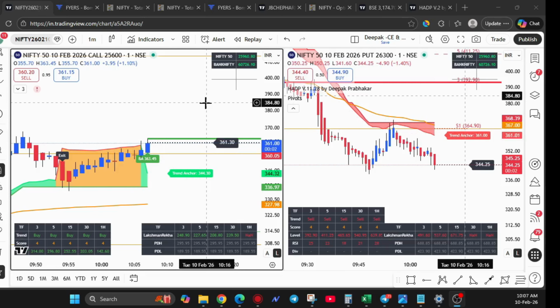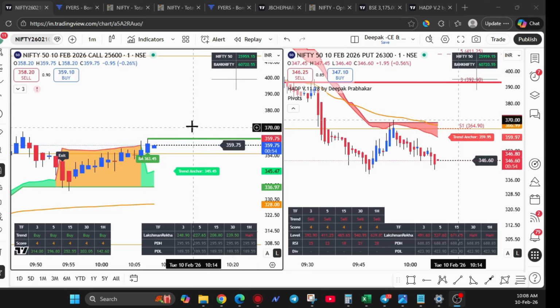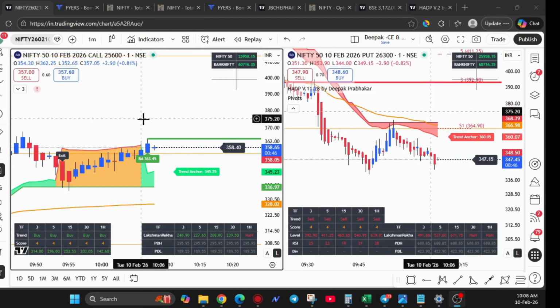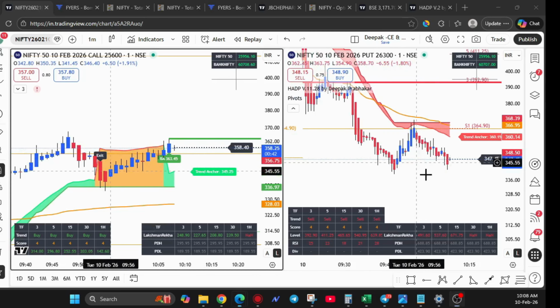So let's wait. There is a bug in the real time price, I told you, so we'll have to fix it. I will fix it. But now it is a buy above 363.45. So if your actual LTP crosses 363.45, you can buy, because on the put side we already have a confirmation.